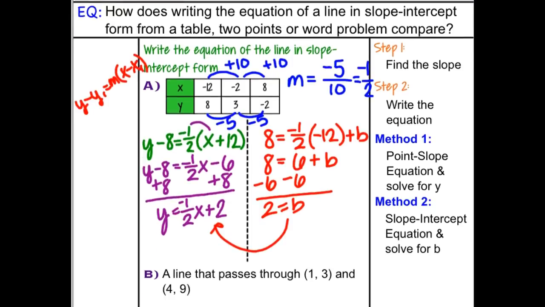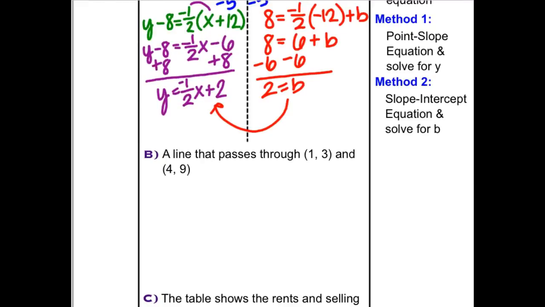Let's take a look at the next example. This next example is the same thing, except we have 2 points instead of them in a table. If you want to write them in an XY table, absolutely go for it.